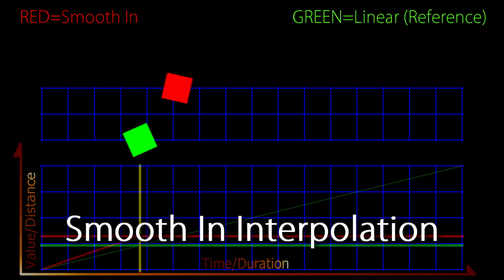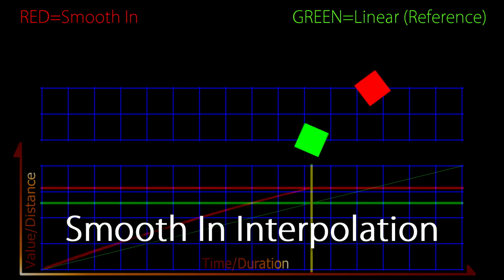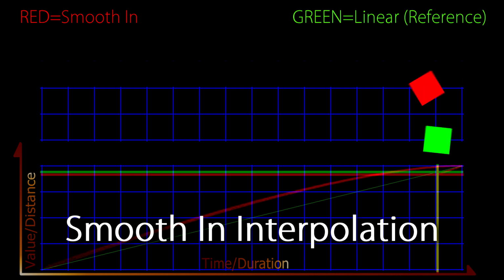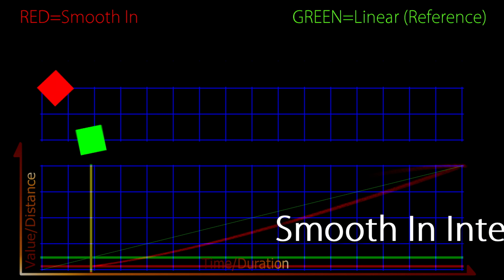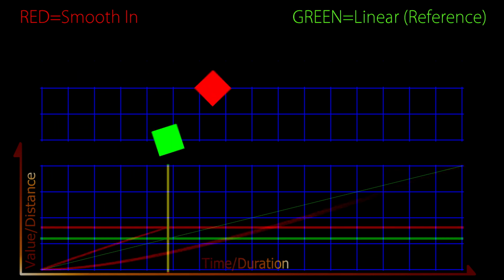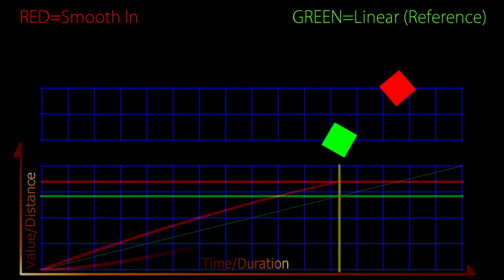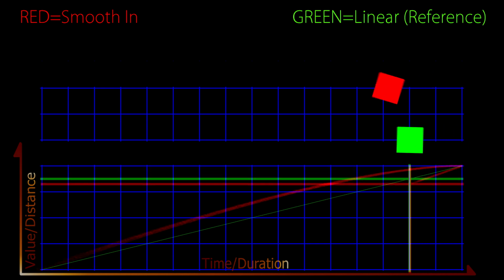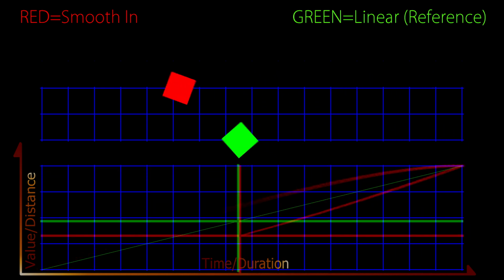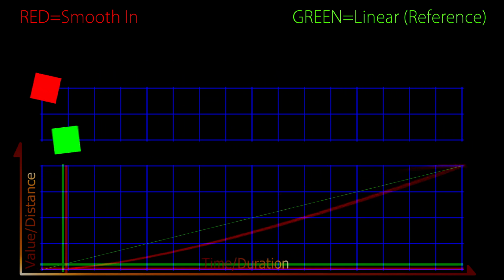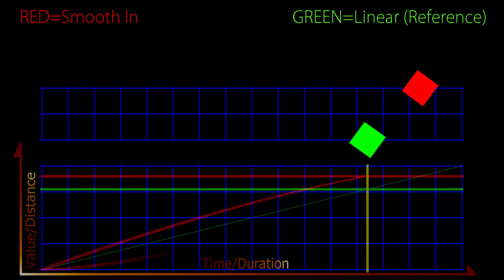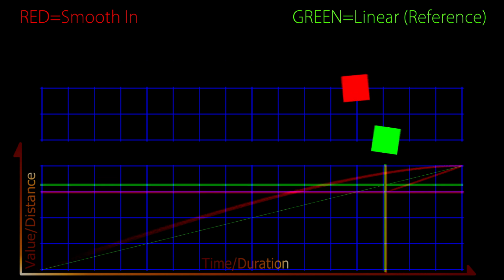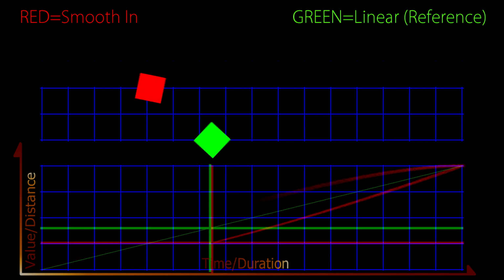The next interpolation curve we're going to look at is called Smooth In. And with a name like Smooth In, you'd think it would start slowly and pick up speed as it goes along. And you would be wrong. As we can see from watching the red square, Smooth In is kind of the opposite of what I thought it would be based on its name. Smooth In starts off quickly and slows down as you reach the second keyframe.